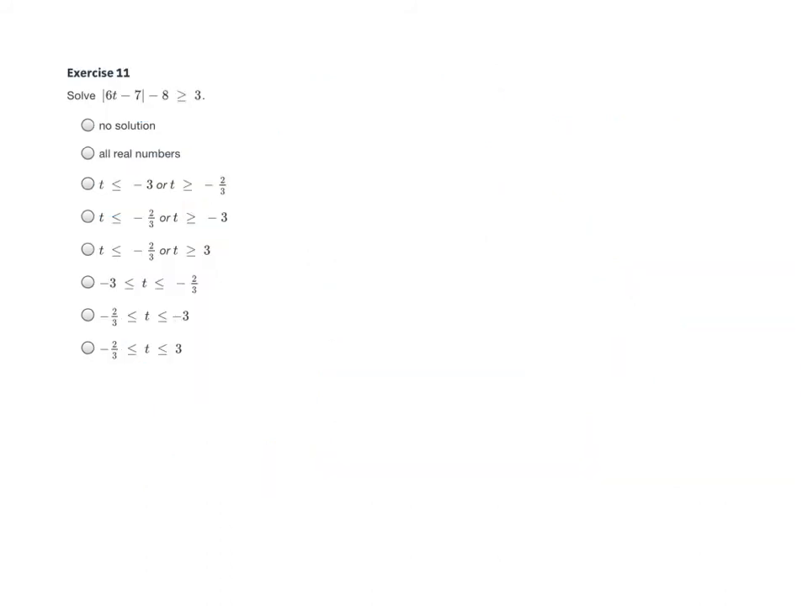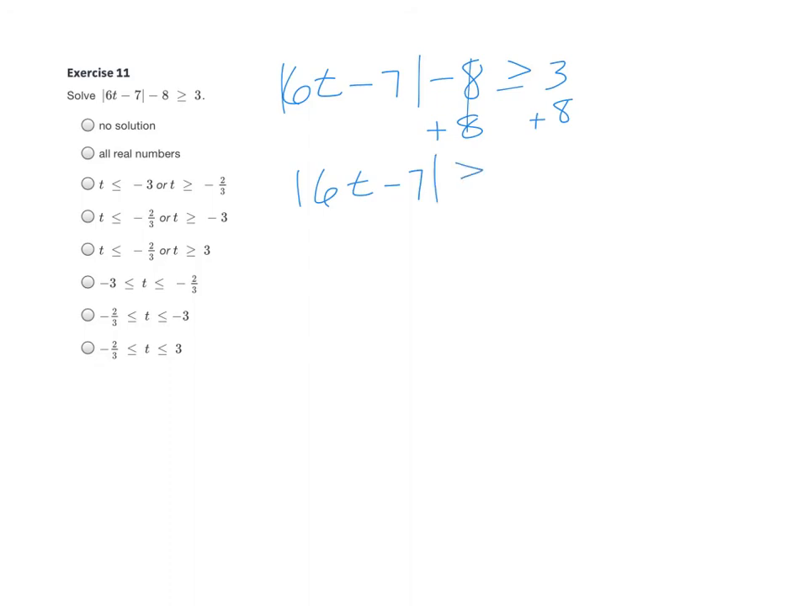All right, number 10. 6t minus 7, absolute, minus 8, greater than or equal to 3. I'm going to get rid of this minus 8 part first. So I'm going to add 8 to both sides. Absolute value of 6t minus 7 is greater than or equal to 11.